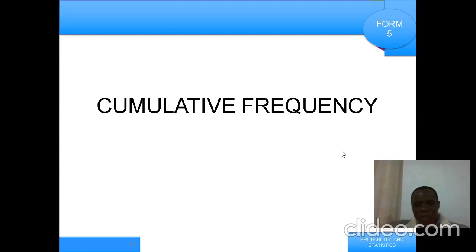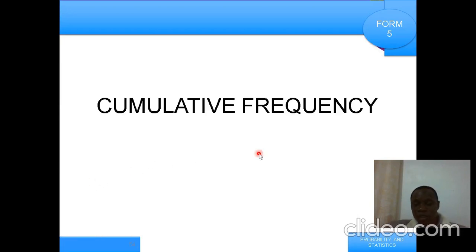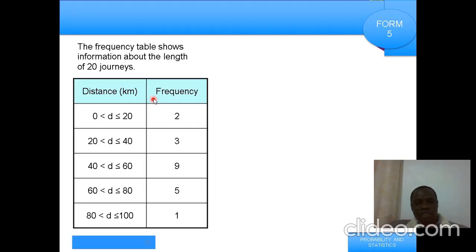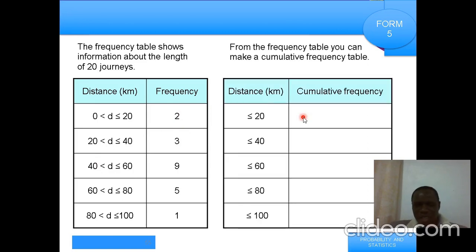Hi everyone. Last time we met, we were talking about cumulative frequency, and we said this is the frequency which actually accumulates. So you keep adding. If this is the table that we looked at, distance 0 to 20 has a frequency of 2, 20 to 40 has 3, and 40 to 60 has 9. When we want to do cumulative frequency, we add frequencies at each stage.